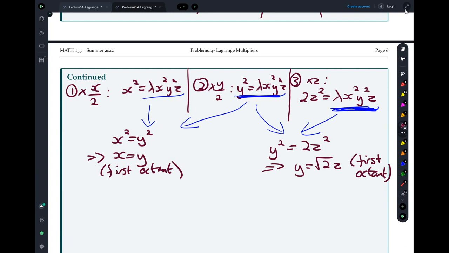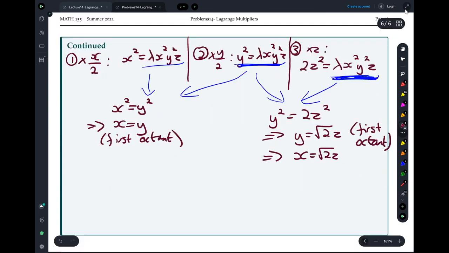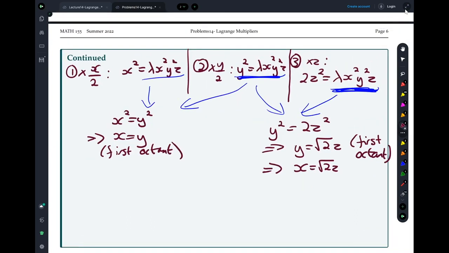Okay, so we have a relationship between x and y and a relationship between y and z. And because x is equal to y, this tells us that x is also equal to root 2z, just because x is equal to y. Okay, so what do we do now?